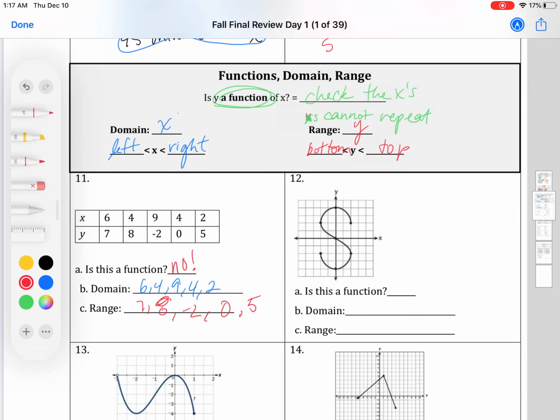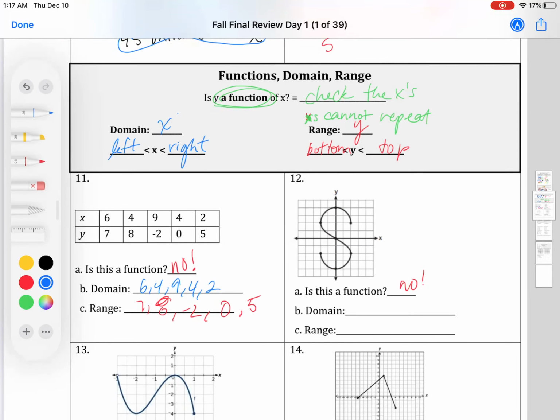Number 12, is this a function? The way you check to see if a graph is a function is you drop a straight line down the middle. I am goofy and I pretend this is a girl. This has 1, 2, 3 spots. She's dating 3 boys. Nope. This one here is not a function, because if you put a straight line through it, that straight line touches the graph multiple times. So the correct answer is no.